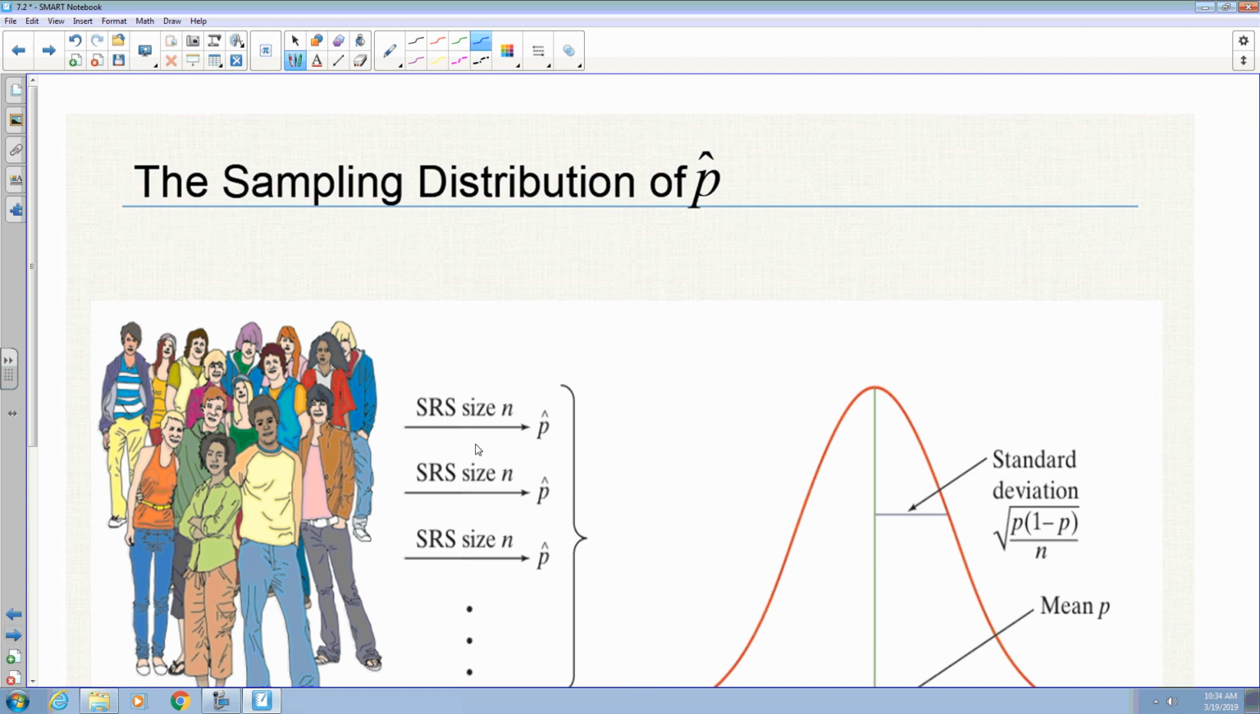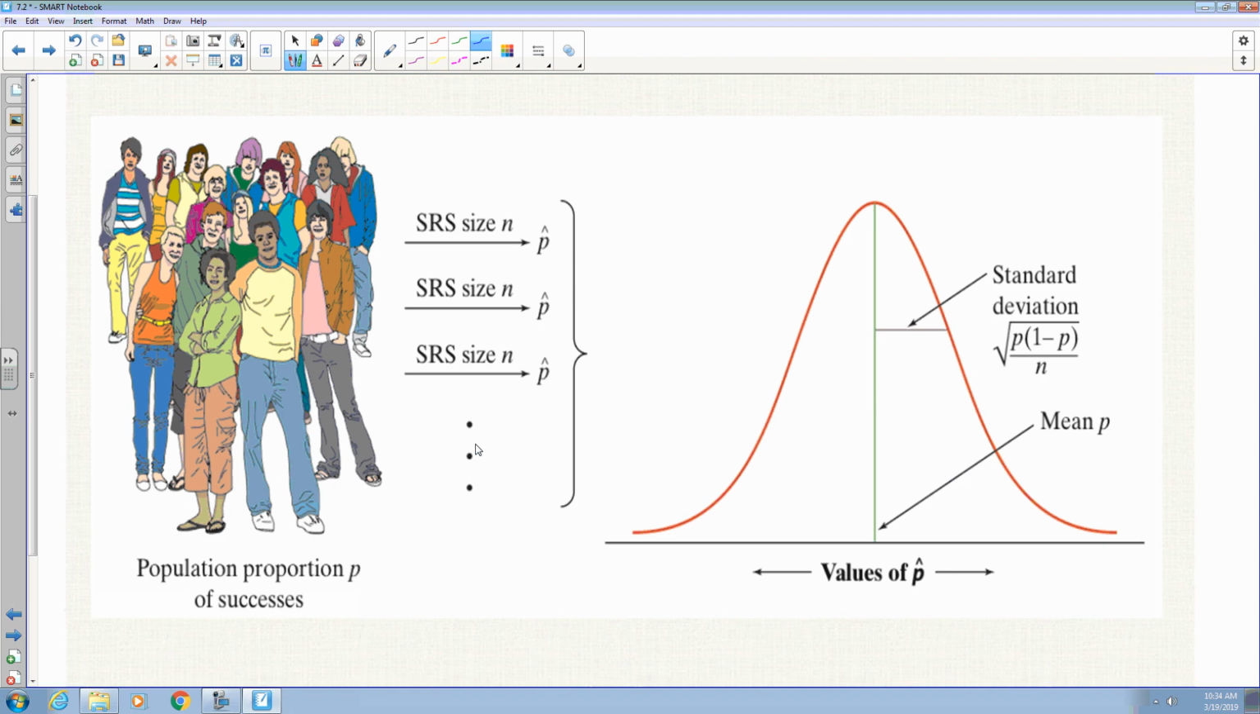This is what the sampling distribution of p hat looks like with many different values of p, where the mean is in the middle, the value of p, and the standard deviation, the square root of p times 1 minus p all over n, is the average distance away from the mean. As the sample size increases, our standard deviation is going to decrease and become more and more normal.